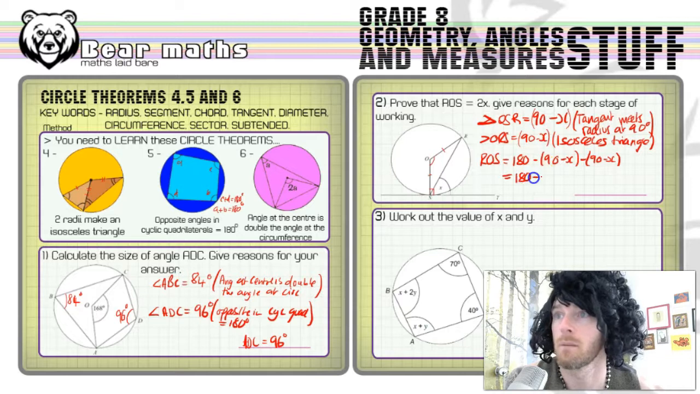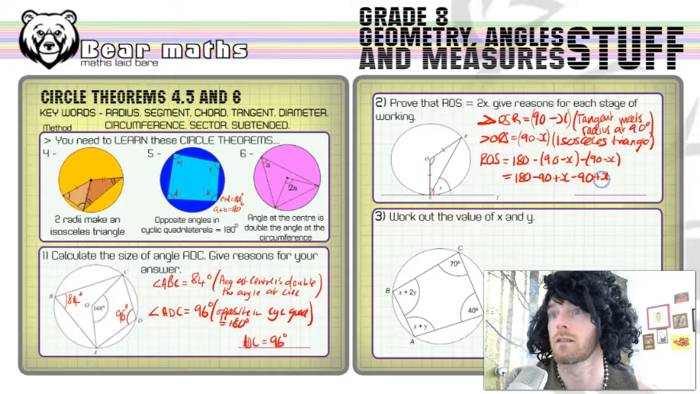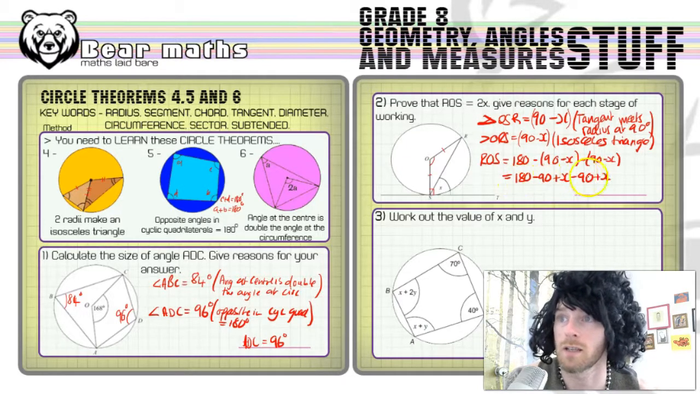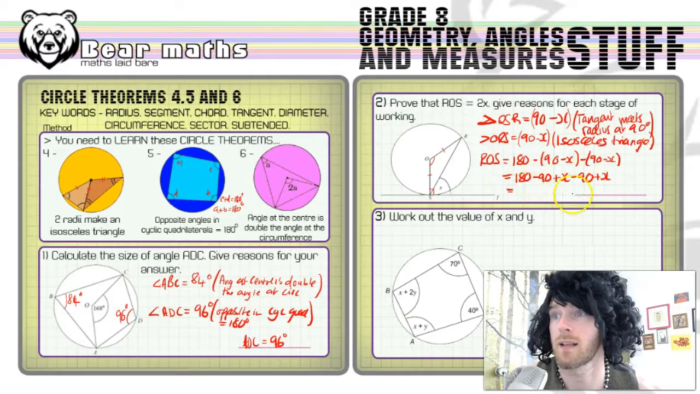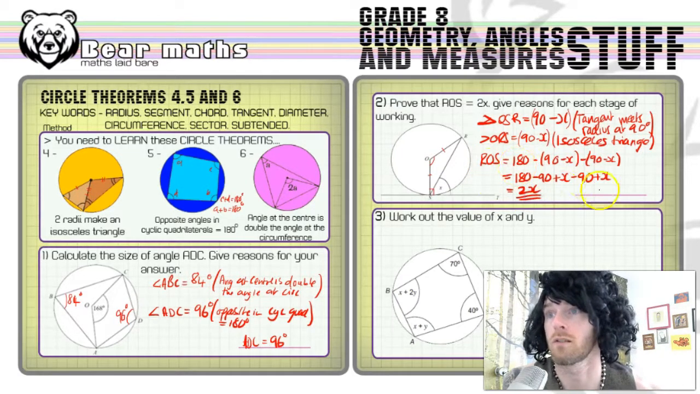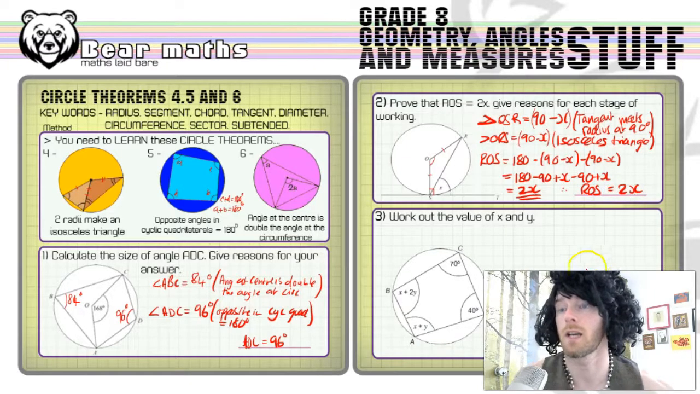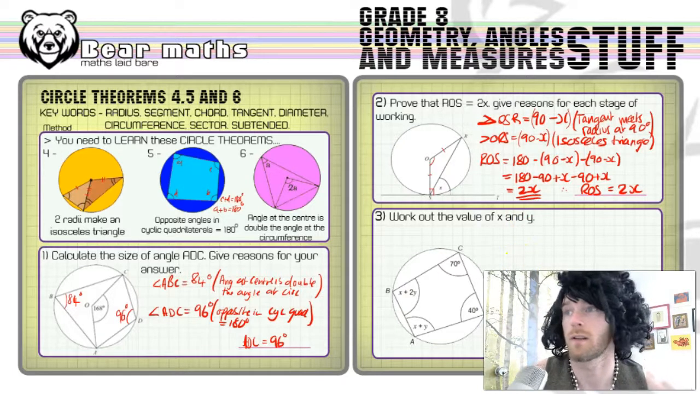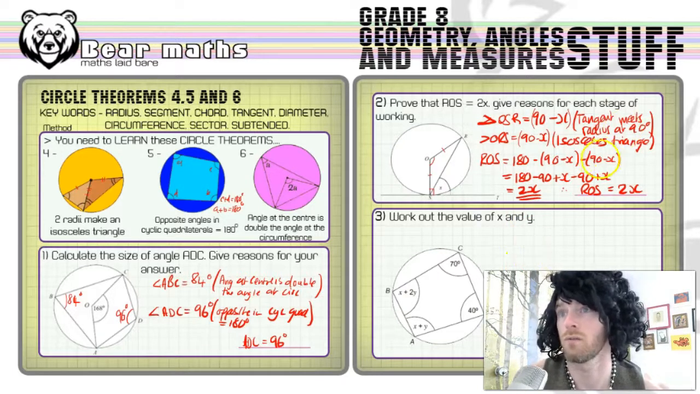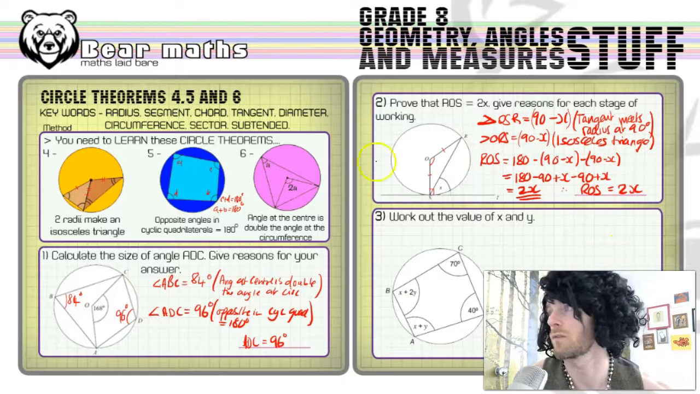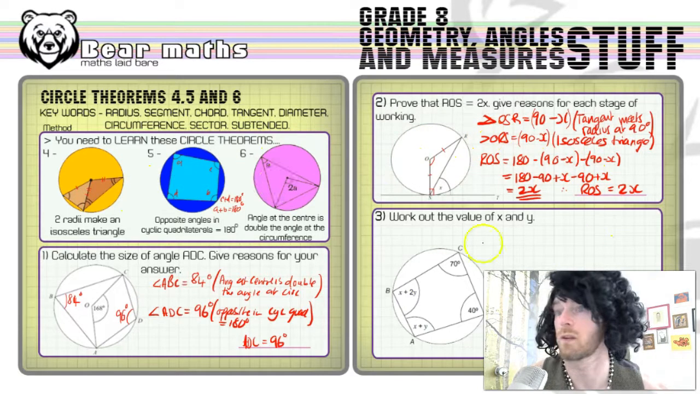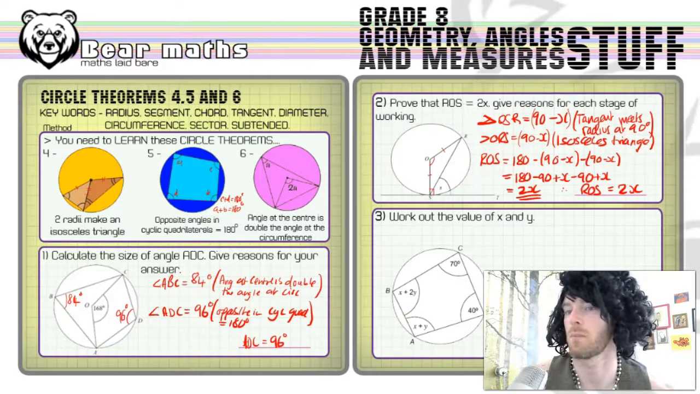So 180 minus 90 plus x minus 90 plus x is going to leave us with 180 take away 90 take away 90, which is nothing, and then we've just got 2x left. So ROS equals 2x, and we found what they wanted us to find. Tricky question, that one. Definitely a tricky question, but it does revolve around those two circle theorems: circle theorem number 3 from the last video, and circle theorem number 4 from this one. That's not necessarily technically a circle theorem, but never mind.